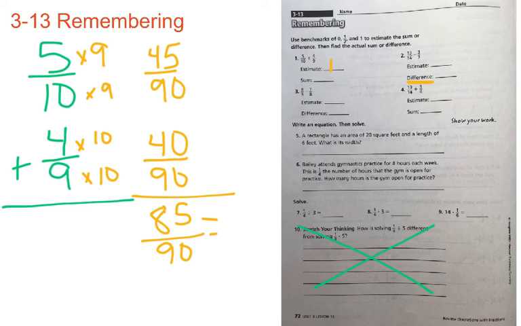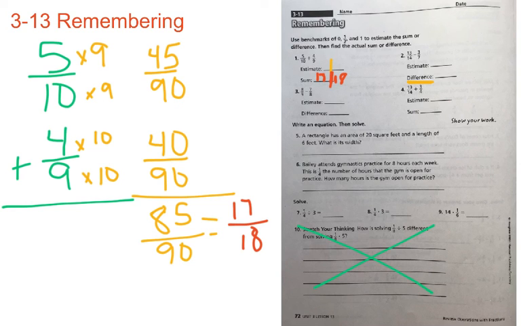And I know that 5 can go into both of these numbers. And 5 can go into 85 17 times. And 5 can go into 90 18 times. And so I'm left with an answer of 17 over 18. All right, and that's your estimation and sum.